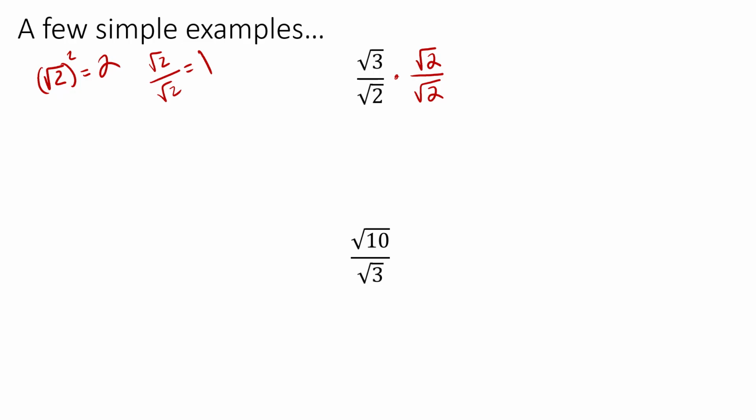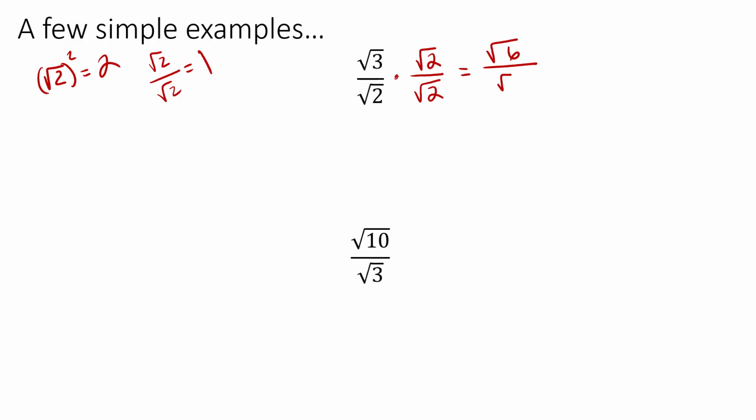I'm not changing the value of the fraction at all. And now I am able to multiply straight across. The square root of 3 times the square root of 2 is the square root of 6. And the square root of 2 times the square root of 2 is, of course, the square root of 2 squared, or 2. You could also do this if you wanted to. Let me erase it. Like, you could get there this way.